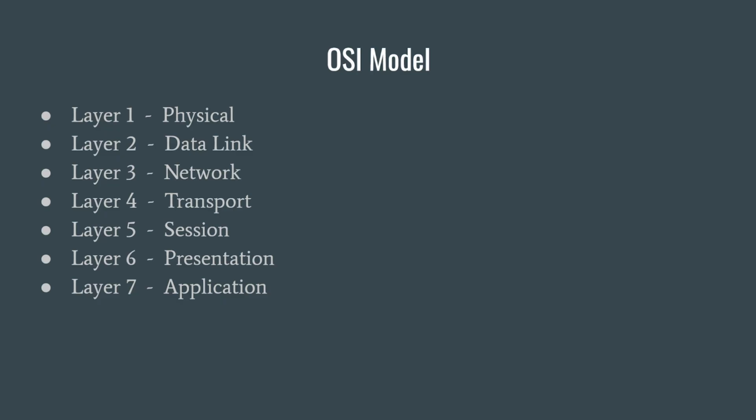The OSI model consists of 7 different layers. Layer 1 being physical, Layer 2 data link, Layer 3 network, Layer 4 transport, Layer 5 is session, Layer 6 presentation, and Layer 7 application.